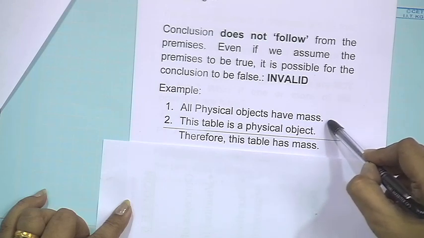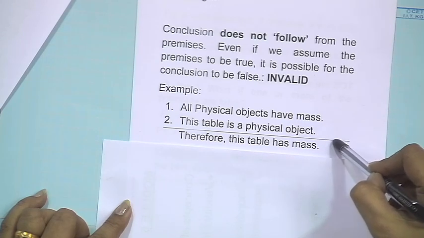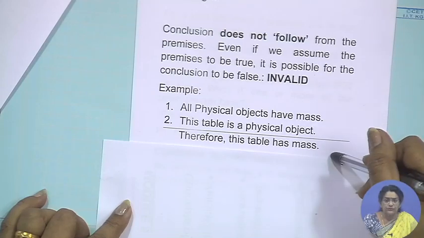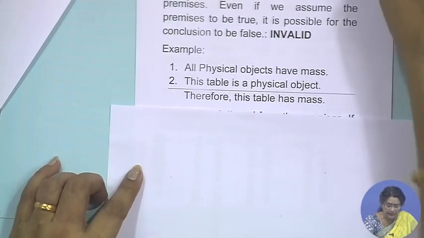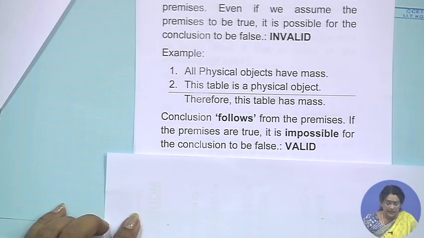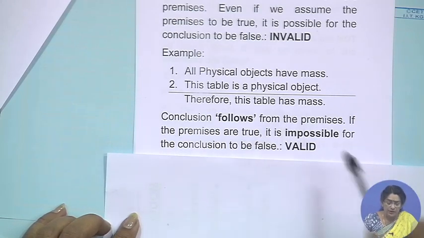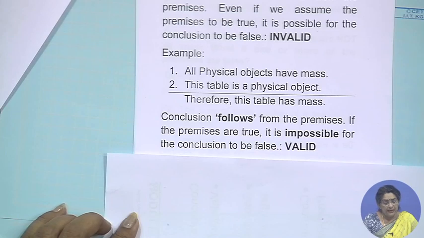If all physical objects have mass and this happens to be a table which is a physical object, then it follows that this table also has to have mass, and that is why we would call this deductive argument valid, because it is impossible for the conclusion to be false when the premises are true. So, with an example, you can approach what we said earlier about validity and invalidity: this possibility and impossibility will help you understand what validity and invalidity are. Validity, as I said, is a desirable characteristic in a deductive argument; invalidity is not.